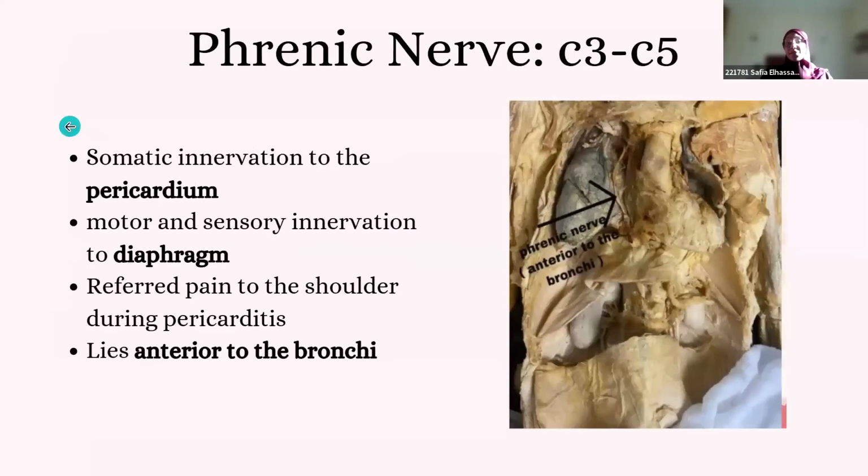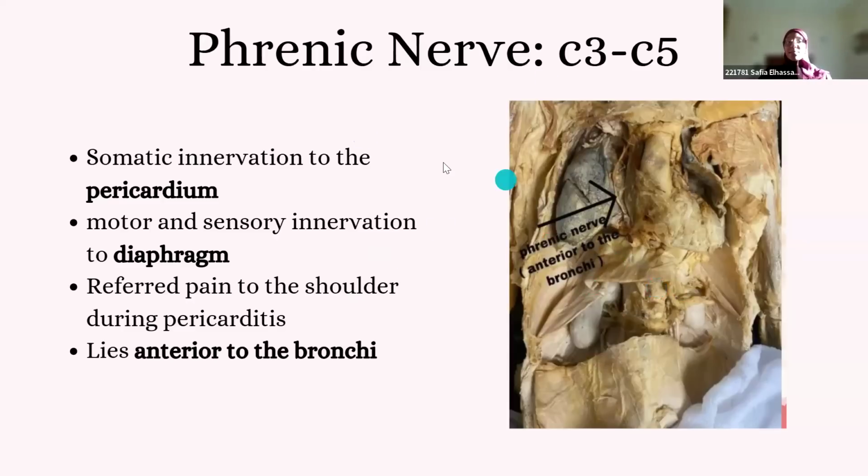Now let's talk about some of the nerves. First of all is the phrenic nerve. The word phrenic just means related to the diaphragm. So when you say phrenic nerve, you should know that it provides motor and sensory innervation to the diaphragm. And an easy way to remember this, along with the nerve roots, is the mnemonic C3, 4, and 5 keep the diaphragm alive. The phrenic nerve is also responsible for providing somatic innervation to the pericardium. And that's why in patients that have pericarditis, they might present to you with shoulder pain because the phrenic nerve would cause referred pain to the shoulder.